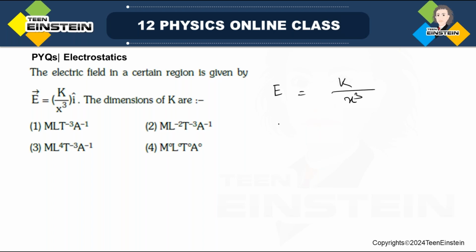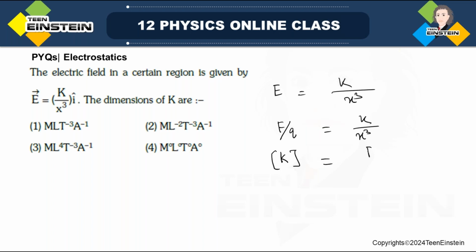See, this has got dimension of force per charge, F by Q. Okay, electric field has got unit force per unit charge. Now this is K by x cube. So you have to find out the dimension of K. So let me just keep this K alone.